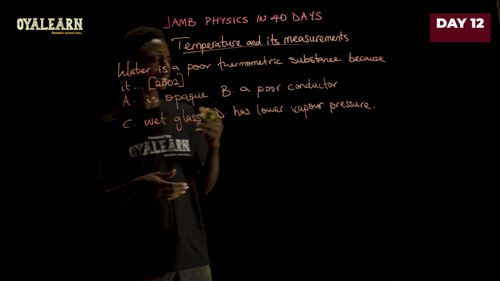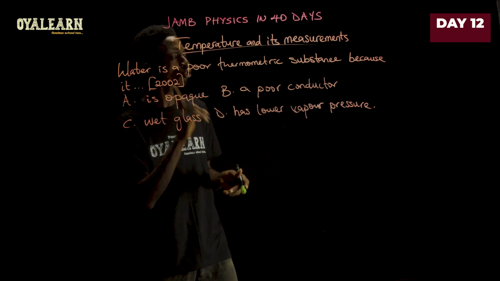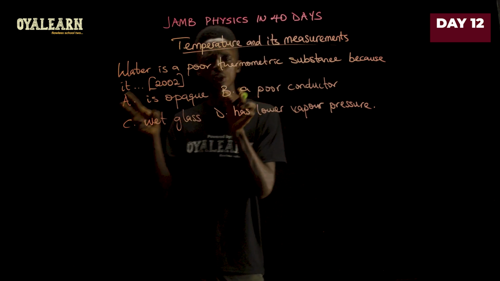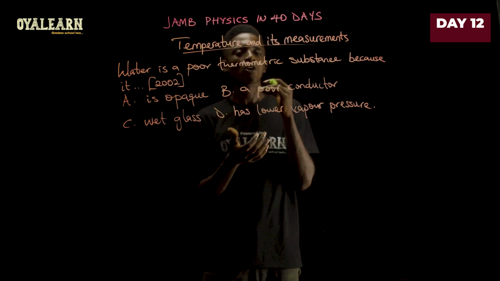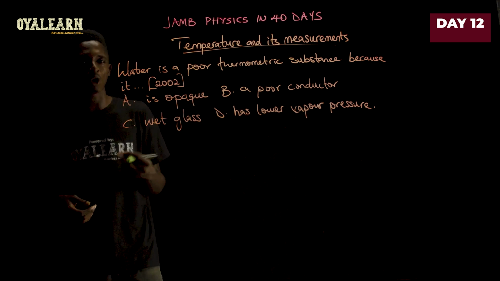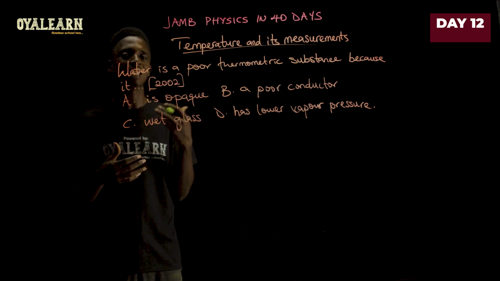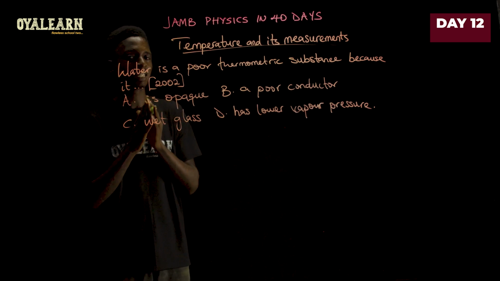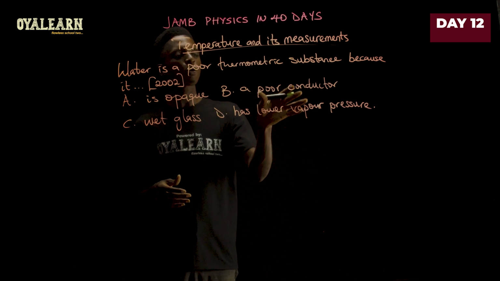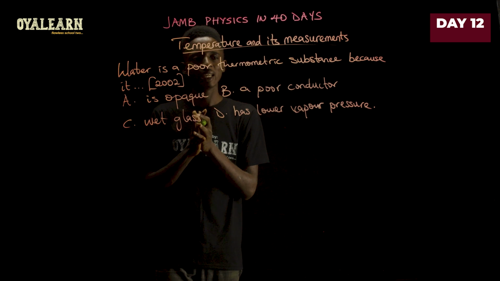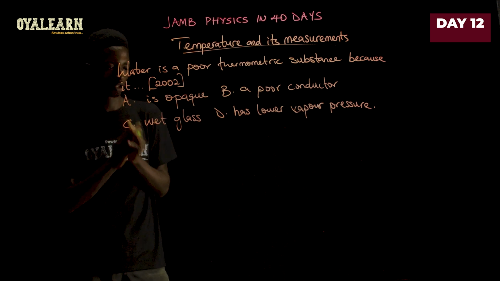Now option B says a poor conductor. Although water is actually a poor conductor, it is not correct for this question in the sense that conductivity is not a characteristic to be considered when you are trying to pick a thermometric substance. So we do not consider conductivity in that case. Even though water is a poor conductor, this is not what makes it a poor thermometric substance.